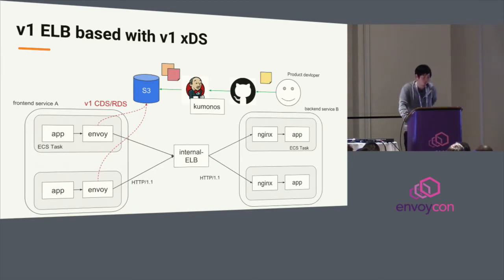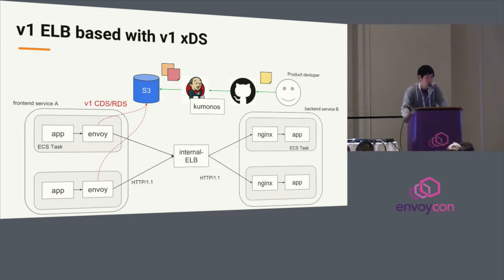OK, so let's start the architecture. At first, let's start with the top of this diagram. There is a central GitHub repo for abstract service mesh configuration, and a product developer can add, change or remove configuration and push it to the GitHub repo. Of course, we can do code reviews before pushing here.